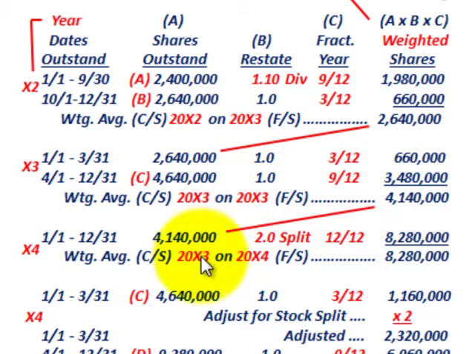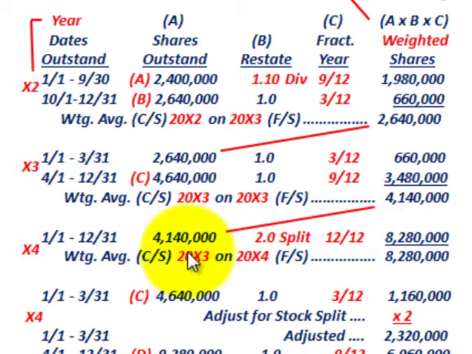Okay, so now let's move down here, and we're going to look at the weighted average of common stock for 20X3, how year 20X3 should be reported here in the 20X4 financial statements. Now this is the case where we're going to have a 2-for-1 stock split, and we'll look at that here. Whenever you have stock splits, they affect the whole year, whatever time of the year it is.